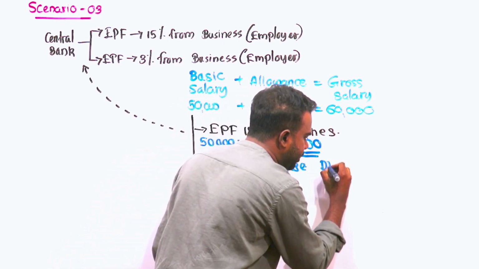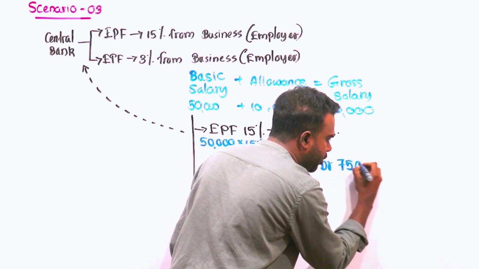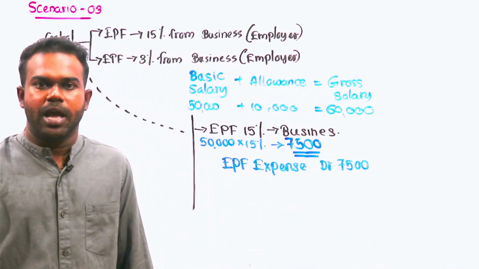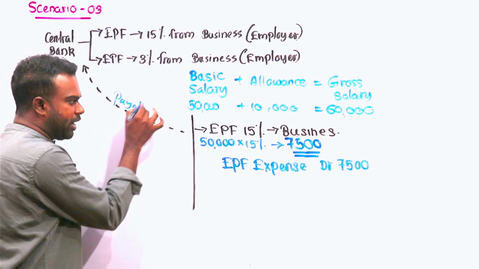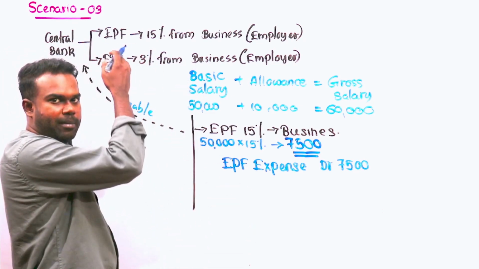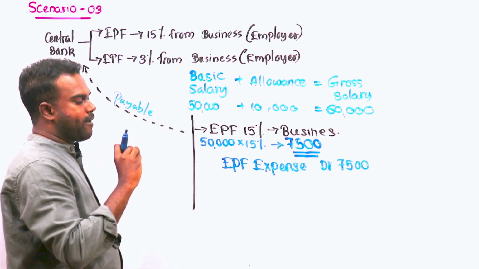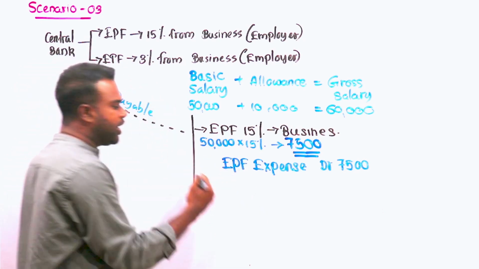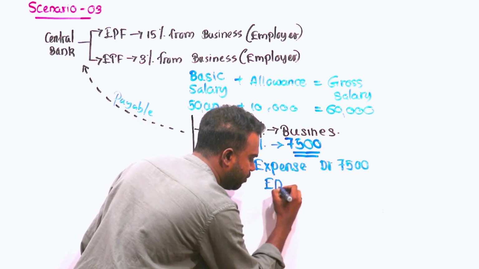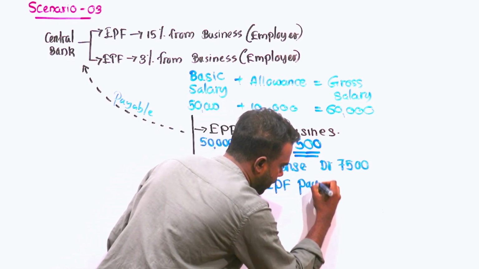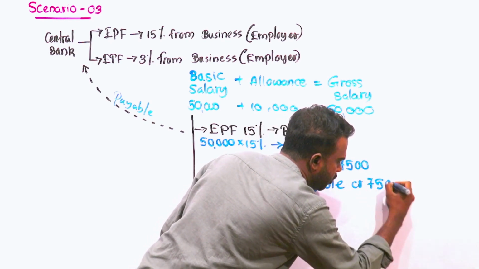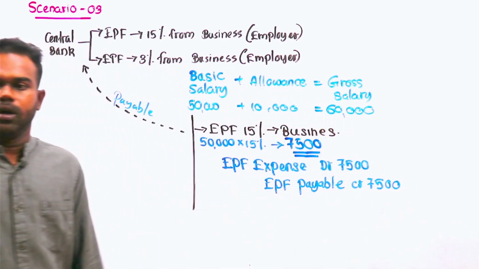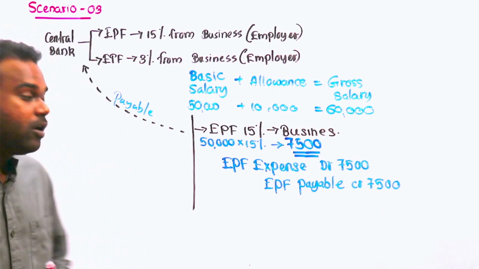Understand. Debit 7,500. But this should not be payable by the employee, it should be payable to government. The 10% deducted from the employee and sent is also payable. It is not an expense, it is an expense only for the business's share. This must be sent to the government. Therefore, what? EPF payable 7,500. Understood. Clear. And also next part.